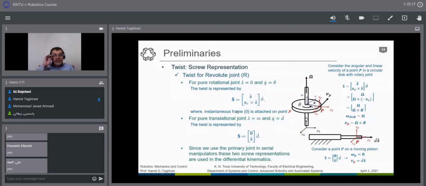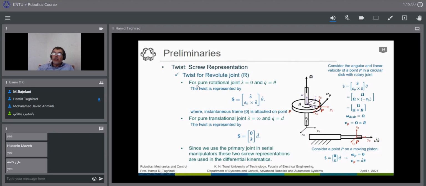Now, let me just give the simple cases that we usually use. We usually use only this frame, but I would like to give you the whole idea here. We usually have in robotics either a revolute joint or a prismatic joint.